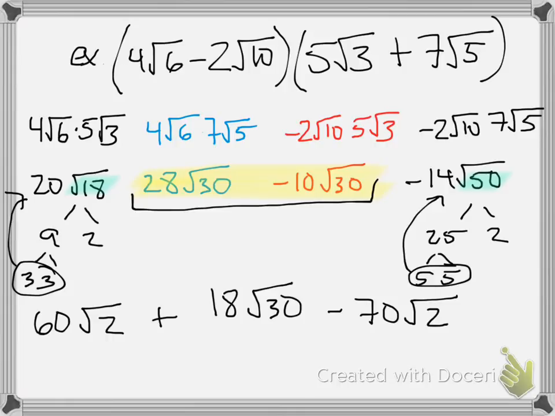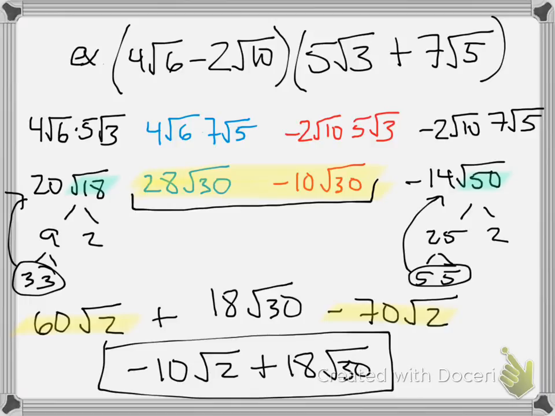Now, that's still not your final answer, because now that you simplified, you have 2 more like terms. When you combine those like terms, you get negative 10 square root of 2 plus 18 square root of 30, and that is your final answer.